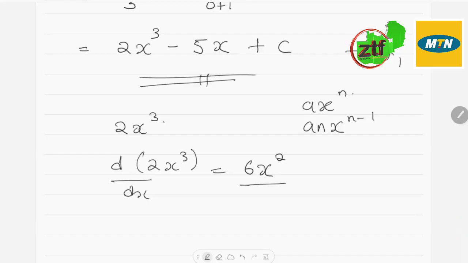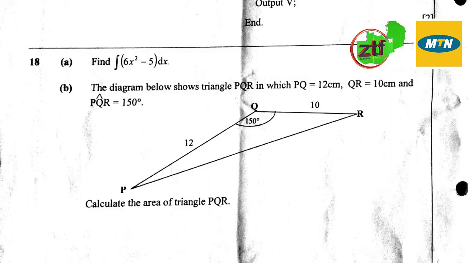All right guys, so that is how you answer that question. The final answer here is 2x raised to the power 3 minus 5x plus C, which is the integral of the function that we are given. So that is what we needed to do on question 18, part A.